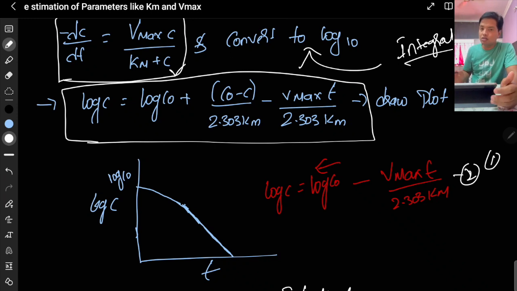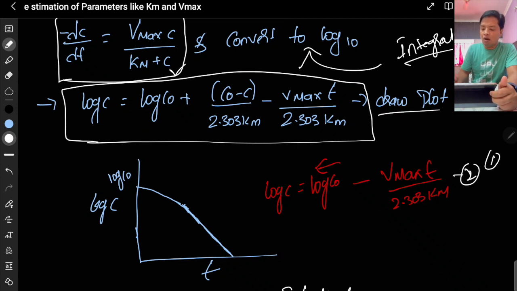How we got that? You should know what integration is and how to convert that equation into log base 10. It is pure maths. I am not going into detail of that. After integrating and converting into log base 10, you will end up with this equation.